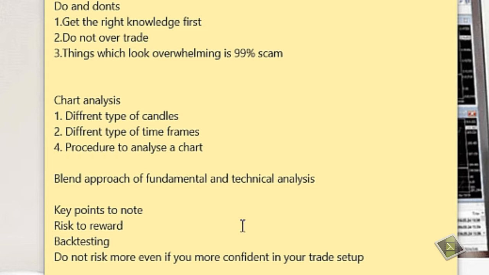So key points to know: you have to always understand risk to reward. You have to always backtest your strategy, and even if you are 100% confident, you still have to manage your risk. Do not take more risk than you wanted to. These are the few things that we will focus on again and again in this whole video, and we do not want you to skip any part of it. So we'll keep on repeating these points.